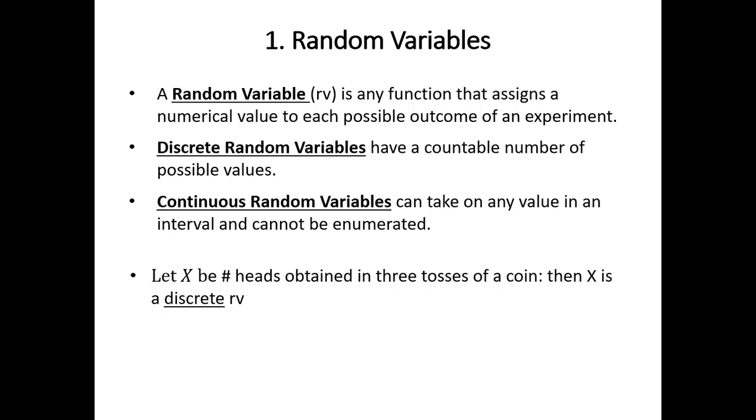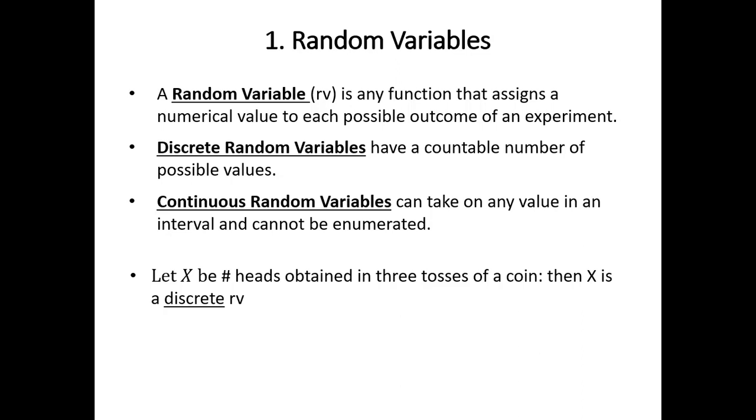Random variable is an important idea in probability. The idea is a random variable, which I'll abbreviate as RV, is any function that assigns a numerical value to each possible outcome of an experiment. So it's sort of like we're taking the sample space, and to each outcome in the sample space, we make sure there is a number assigned to it.